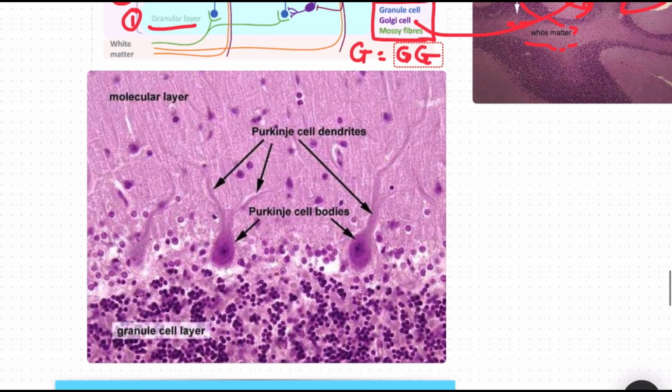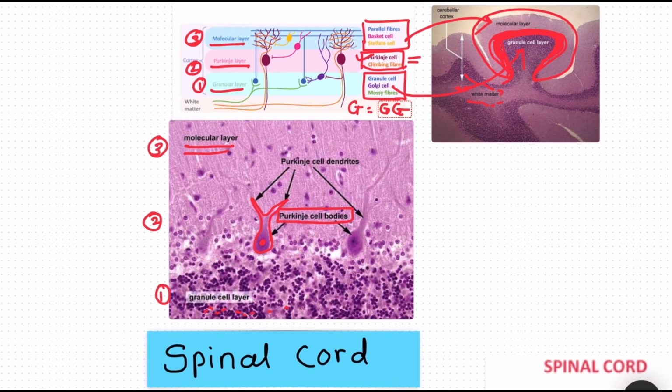You can see this one is granule layer. There are granule cells and Golgi cells present. The second layer is Purkinje cell layer, where there are Purkinje cell bodies. These are Purkinje cell bodies. And then the third layer is molecular, where basket cells and stellate cells are present.